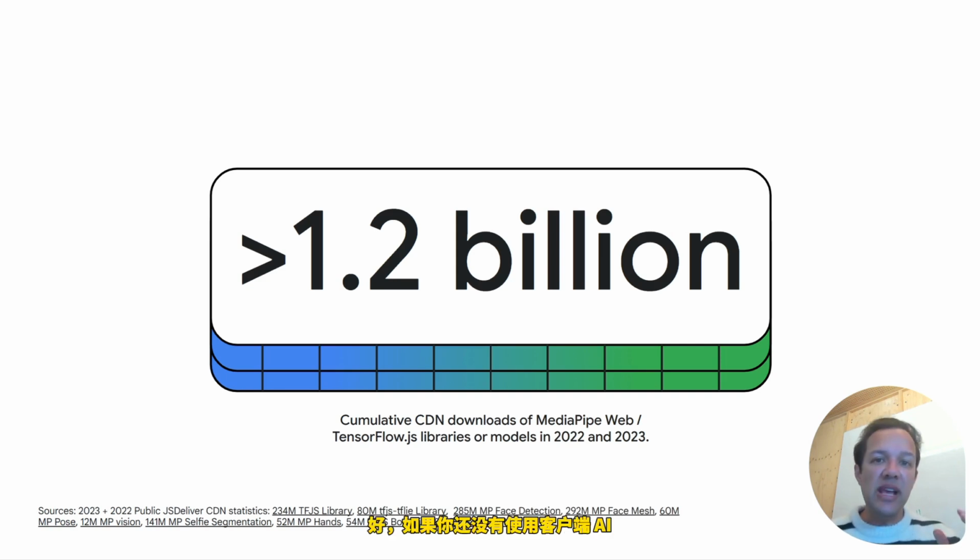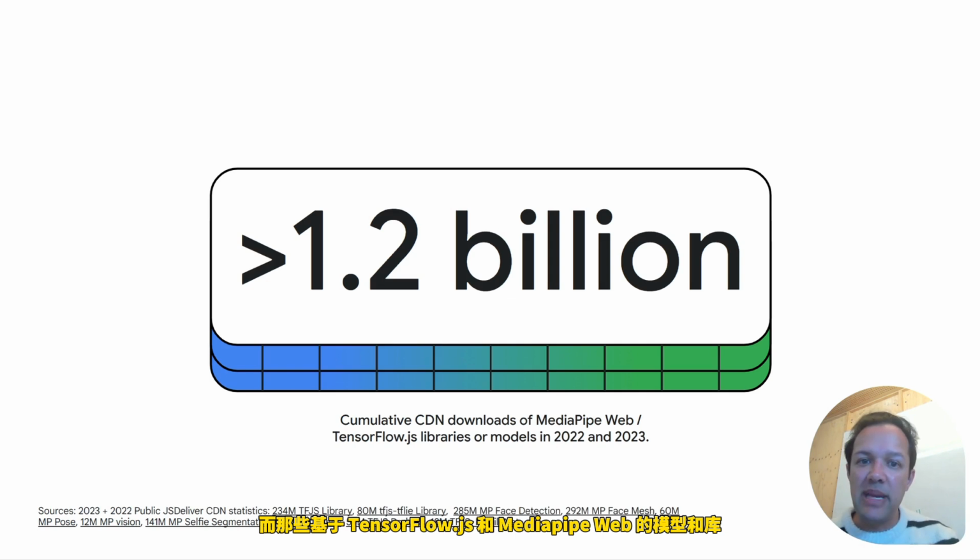Okay, so if you're not yet using client-side AI, I want to illustrate how fast this is growing and why you should start to take a look before you're left behind. Now, I've only got statistics from Google's Web AI libraries, so worldwide usage is probably higher, but in the past 2 years alone, we averaged 600 million downloads per year of TensorFlow.js and MediaPipe web-based models and libraries, bringing us over 1.2 billion downloads in that time, and we're on track to continue growing in usage.